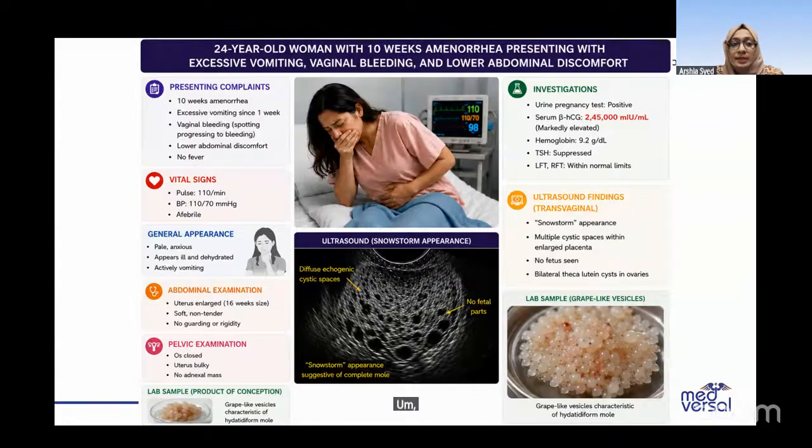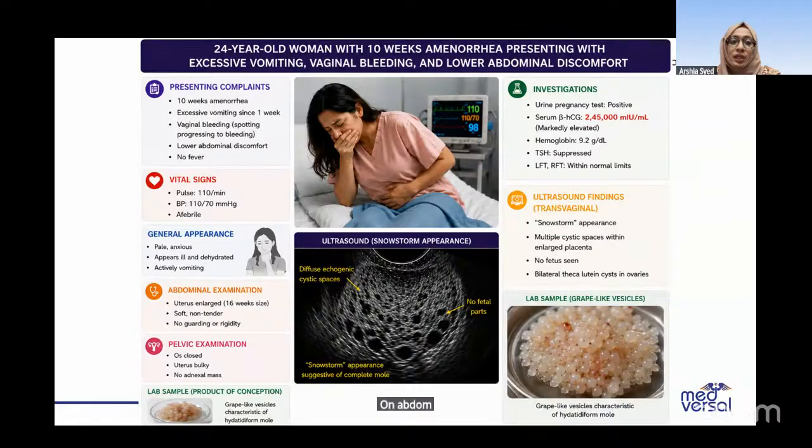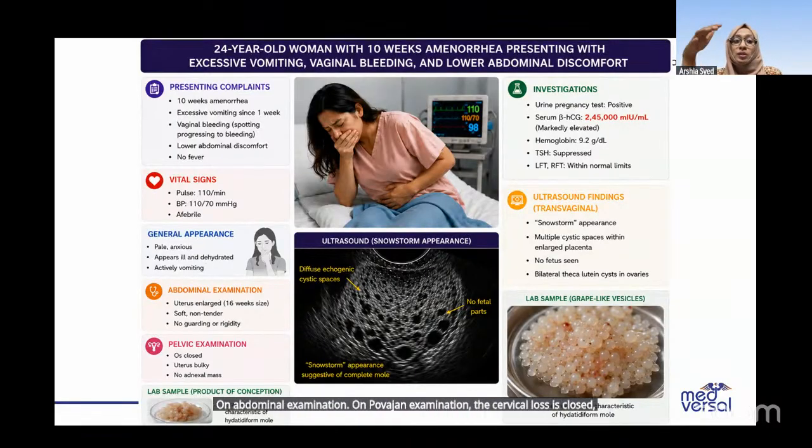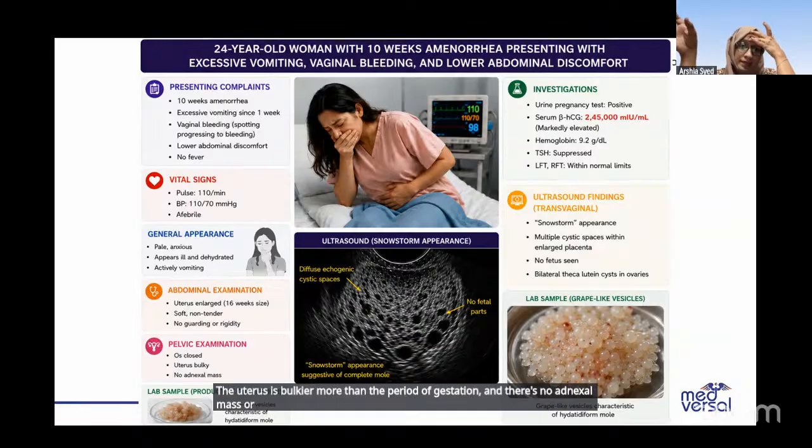The uterine size is enlarged more than the period of gestation. Though she's just 10 weeks as per her LMP, the uterine size is corresponding to 16 weeks. But it is soft, non-tender, no guarding, no rigidity on abdominal examination. On per vaginal examination, the cervical os is closed, the uterus is bulkier than the period of gestation, and there's no adnexal mass or cervical motion tenderness.